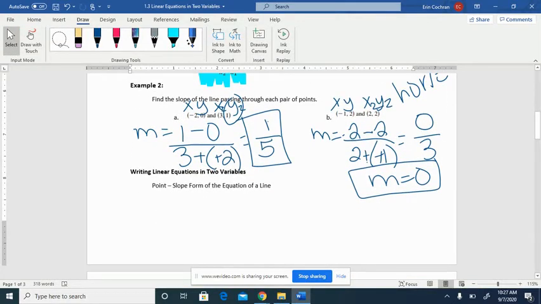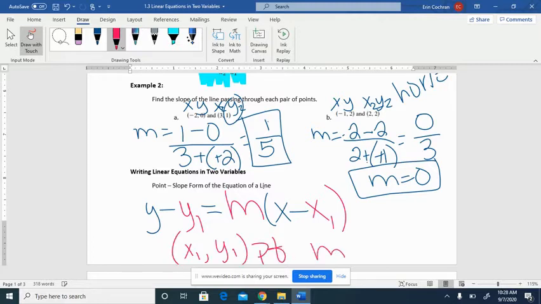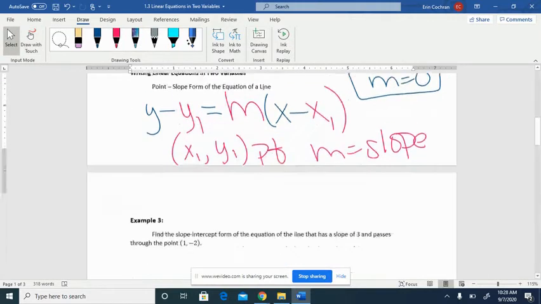All right, point slope form. Point slope form is y minus y1 equals m times x minus x1, where x1 and y1 is a point, and your m is your slope. So that's what you always plug into. Then once you get into point slope form, you can solve it into slope intercept or any other form you want. So let's look at an example.